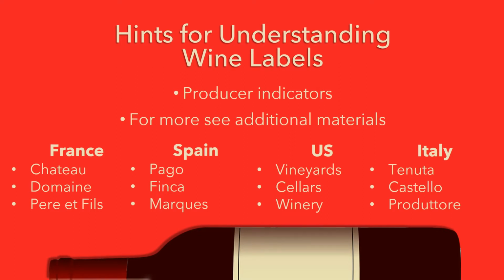Producer indicators are words on the label that are usually part of, followed by, or after the producer name. Learning these can simplify the reading of labels. Here are a few examples of producer indicators, which can mean the vineyard or the winery itself. Spanish words include pago, finca, marqués, castillo, and dominio. French words include chateau and domaine. And the Italians use words like tenuta, castello, and produttor.